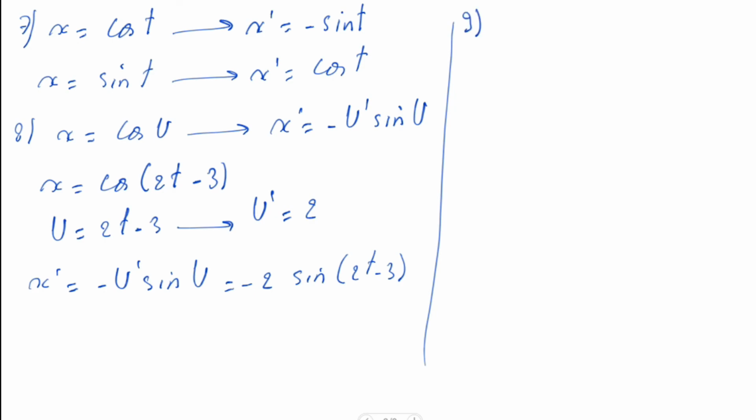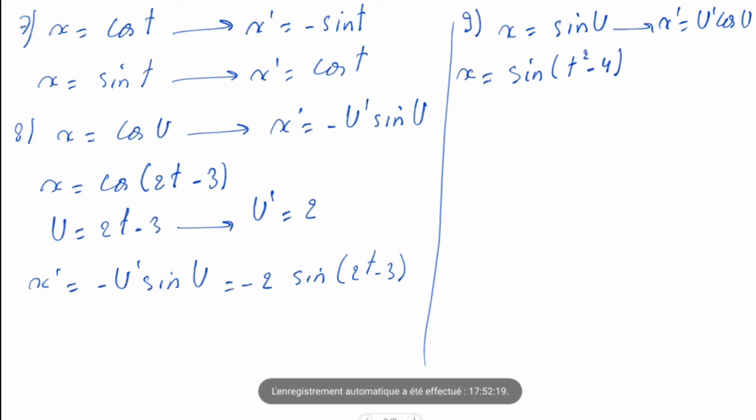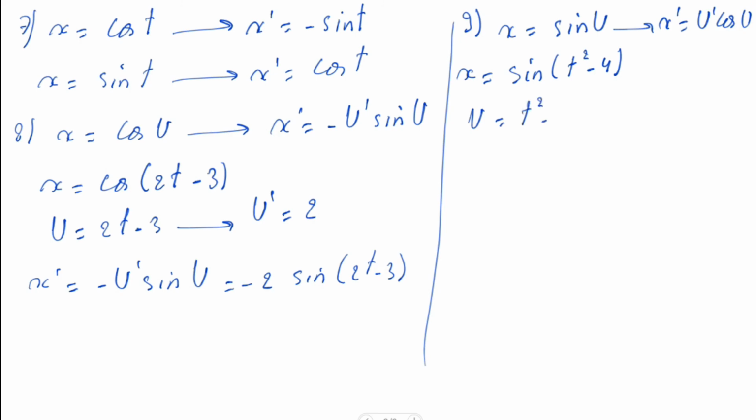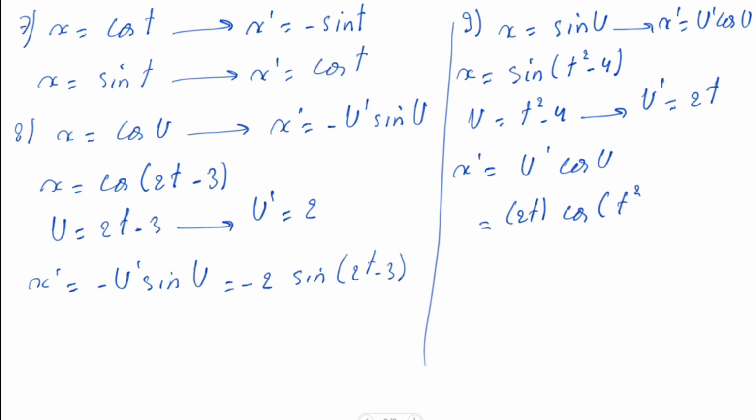Rule number 9, x equals sine u, then x prime is u prime cosine u. For example, x equals sine of t squared minus 4, then u is t squared minus 4. Then u prime is 2t. So x prime is u prime cosine u, which is equal to 2t cosine of t squared minus 4.